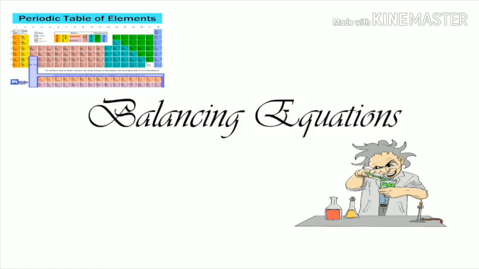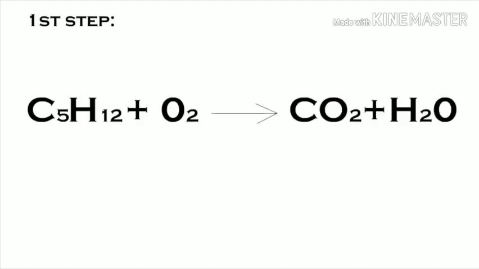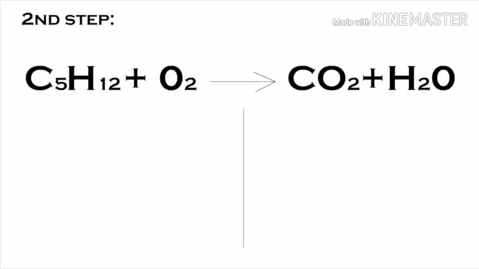Let's find out. There are many ways of balancing a chemical equation. The type of method we'll be using is the traditional method. First step, you write down your equation on a sheet of paper. Let's take for example C5H12 plus O2 equals CO2 plus H2O.